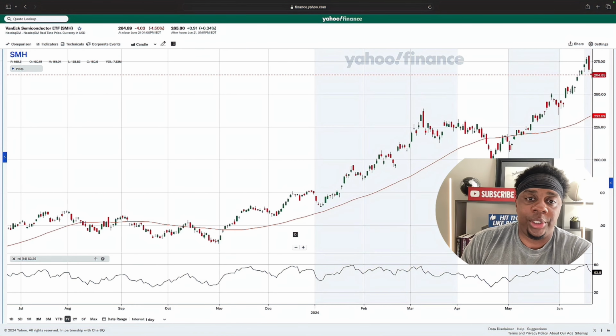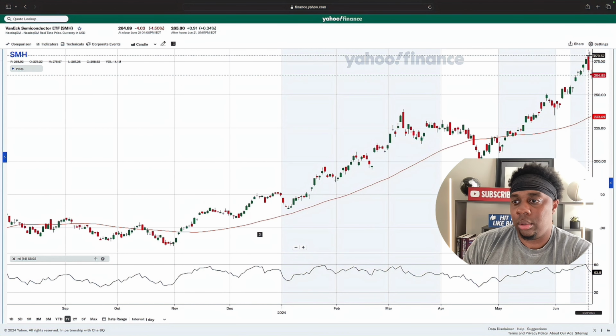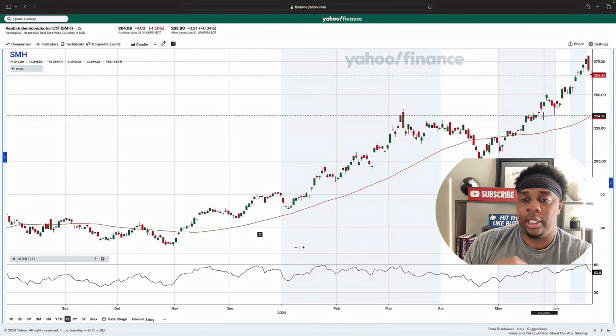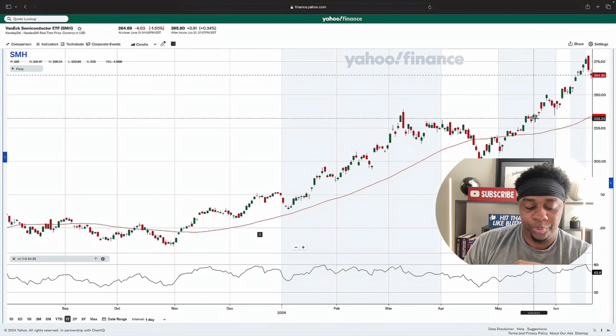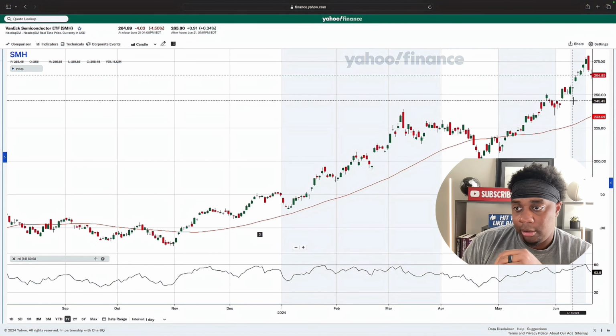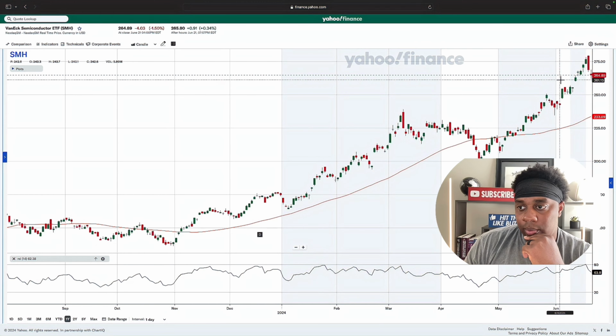So I like to use a percentage off the all-time high. So when you look at SMH, the high has been 270 to about 279, 280, right around that area. Yep, 279, 280. So I'll just say 280. So I personally like to use a percentage off the all-time high. So when I look at this, 5% off 280 is going to give me 266. So we're already at 264.